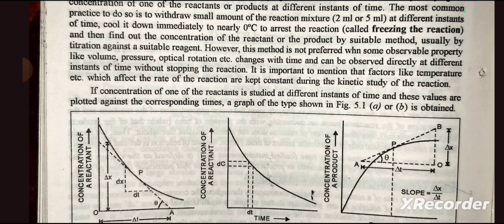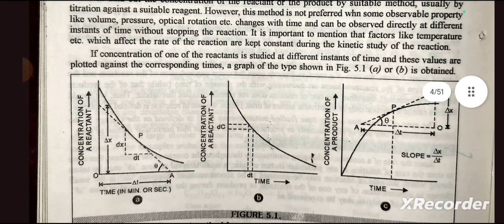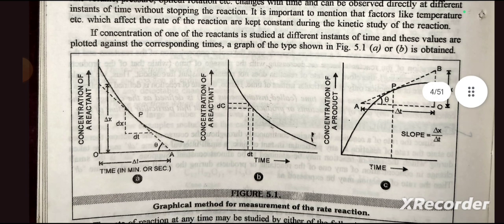However, this method is not preferred when some observable properties like volume, pressure, optical rotation, etc. change with time and can be observed directly at different instants of time without stopping the reaction. It is important to mention that factors like temperature, etc., which affect the rate of reaction, are kept constant during the kinetic study of the reaction.